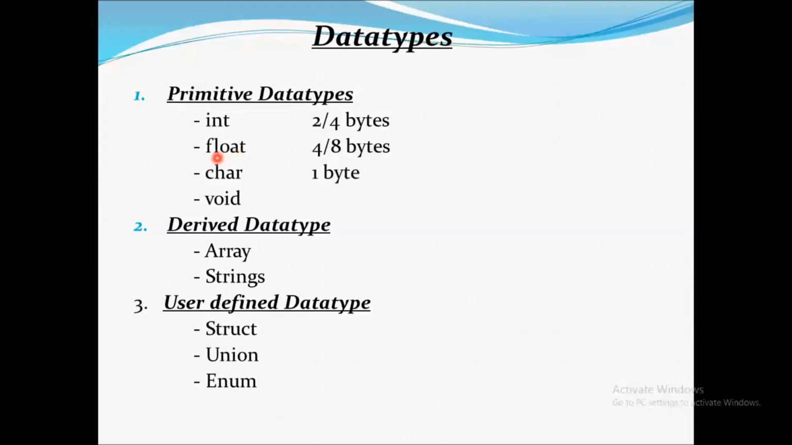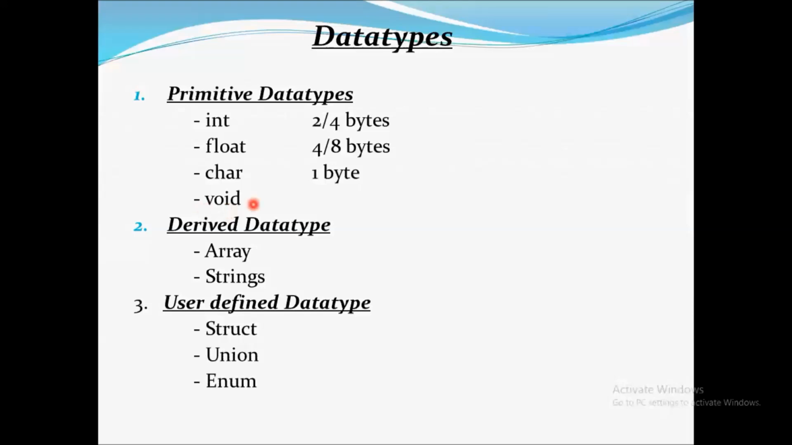Even that can be positive or negative. A character data type stores a single character inside the variable. So just a single character is allowed with that type of variable. And void is a data type that tells the compiler that it is going to store no value.